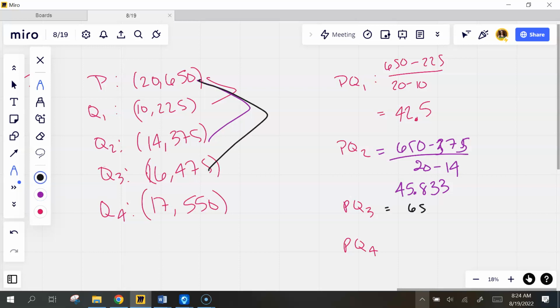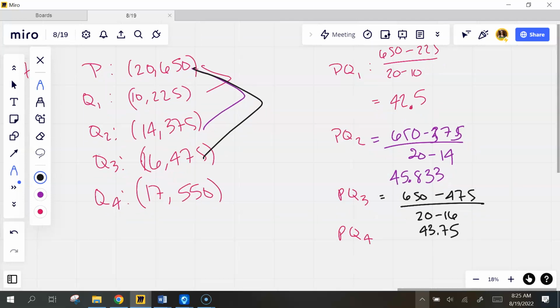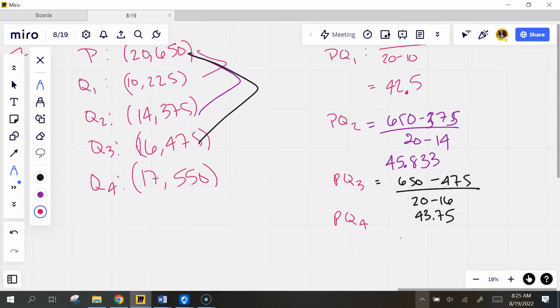PQ3, 650 minus 475 over 20 minus 16. 43.75. And then PQ4 for the final one, 650 minus 550 over 20 minus 17, so 100 divided by 3. All right, so there we go.